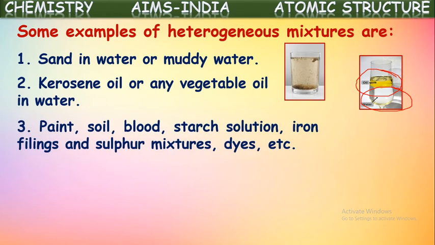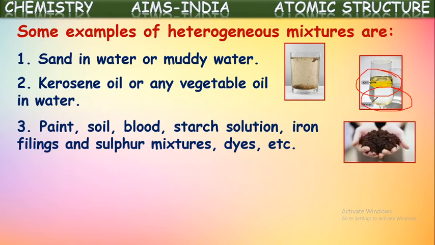Paints, soil, blood, starch solution, iron filings and sulfur mixtures, dyes, these all come under heterogeneous mixtures. If you see soil, is it a homogeneous mixture? If you look clearly through the soil, we can find clay, small stones, gravel, some grass pieces, and some insects inside. So soil comes under heterogeneous mixture.